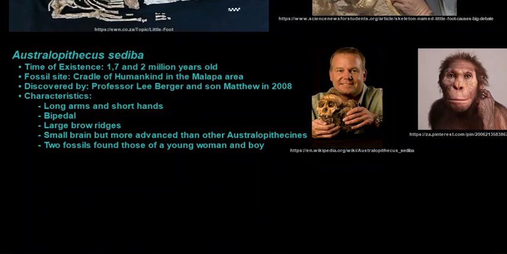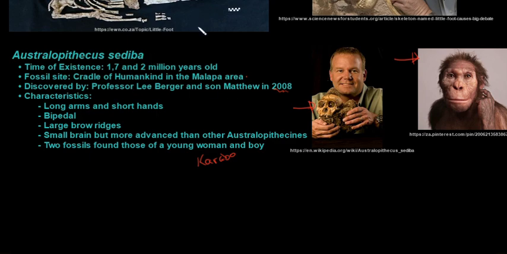So this then brings us to Australopithecus sediba, time of existence 1.7 to 2 million years ago, and this also forms part of the Cradle of Humankind, specifically in the Malapa area, so you do need to know this. It was discovered by Professor Lee Berger and his son Matthew in 2008, and he's a professor at the University of Wits, and the characteristics here are long arms and short hands, bipedal, large brow ridges, small brain, but more advanced than other Australopithecines, and two fossils were found, those of a young woman and a boy, and if I recall correctly, the one's name is Karabo, and that is Australopithecus sediba, and then a reconstruction of Australopithecus sediba. And also, she's not posing, it's just the way that they posed her, because I know some of my students asked that in class as well.